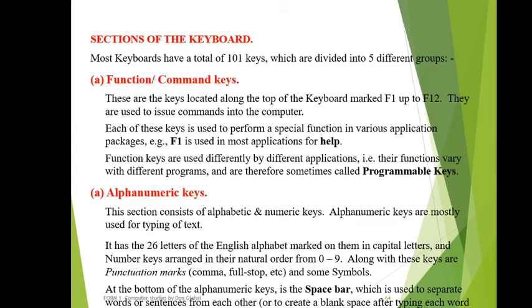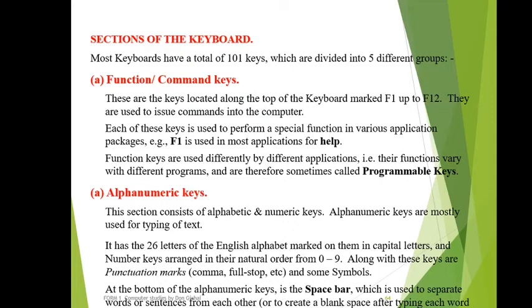Most keyboards have a total of 101 keys, but it depends. And then which are divided into 5 different groups. We have functional keys. We have F1 up to F12. These are called special keys. They are used differently. They can be used to get help, to play music, to stop. They are just special keys. They are used for various functions.